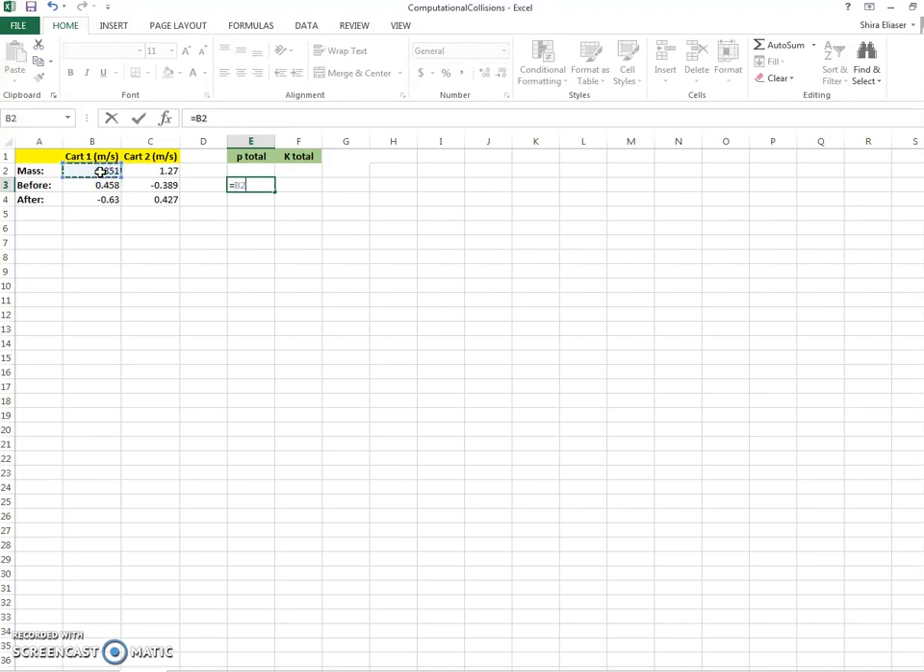First mass, times, yes, you have to put the times sign in every single time. Next to does not work in computers or spreadsheets or calculators. Velocity, there we go, plus mass times velocity. As I said, click where you want to click.